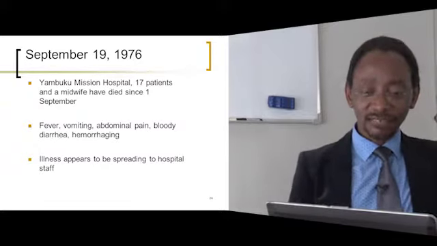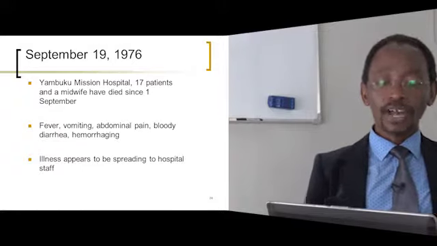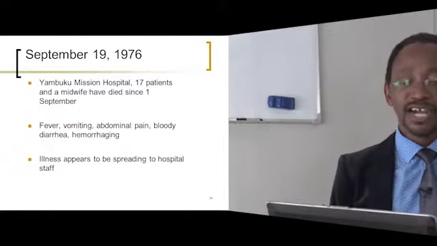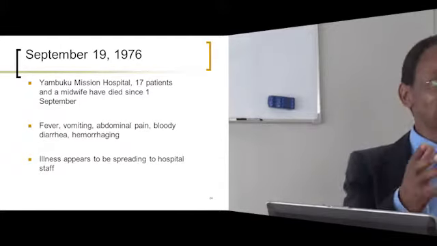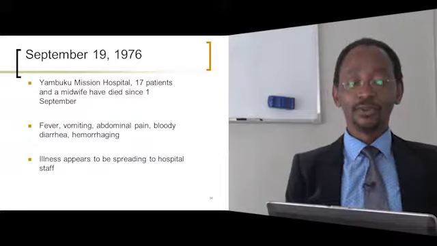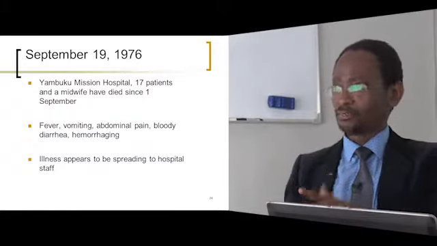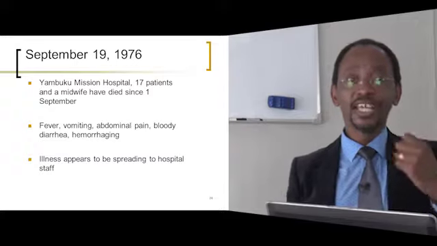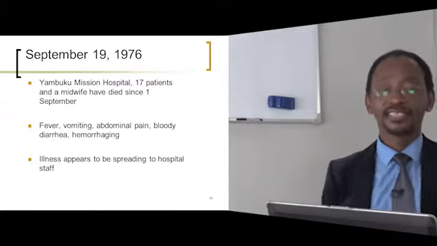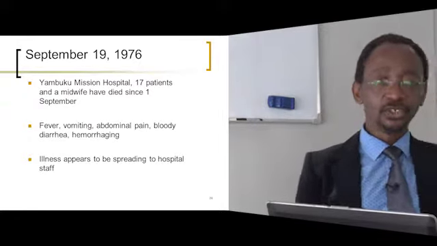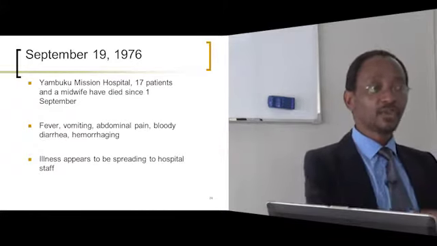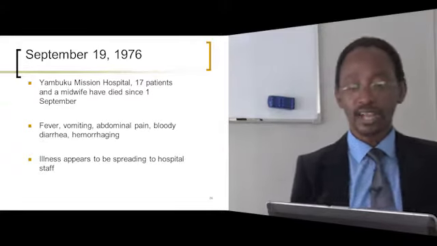But here, 17 people died over a period of about 19 days, and they all had similar symptoms: fever, vomiting, abdominal pain. These are fairly common symptoms in outbreaks. But in addition to that, they had bloody diarrhea. So bloody diarrhea, you may think of other outbreaks that cause bloody diarrhea, but in addition, these people were hemorrhaging. They were passing blood from all other orifices, from the nose, from the eyes. And the illness appeared to be spreading to the hospital staff, because usually these strange diseases, they start from community members, but they will spread to the hospital staff.